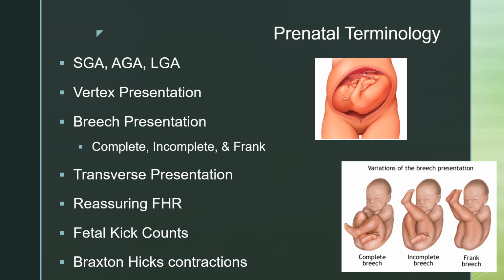We already talked about the vertex presentation. That's head down. Breech presentation: there are 3 kinds, and I have a picture of it attached. Complete breech is where the butt is down and the feet are curled, looking more like sitting Indian style. Incomplete is where 1 foot is up next to the baby's head and 1 foot is down. And then frank breech is where both feet are up by the baby's head.